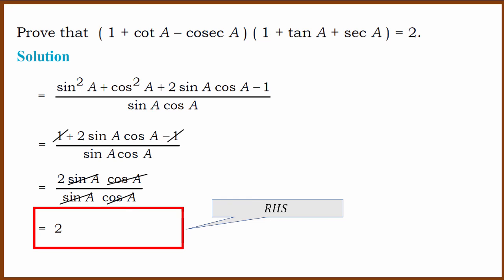So to solve this problem, we used algebraic identities, which were (a + b)(a - b) and (a + b) whole squared. We used the sin squared a plus cos squared a equals 1 identity, and we used the relationship of cot a, cosecant a, tan a, and secant a with sine and cos.